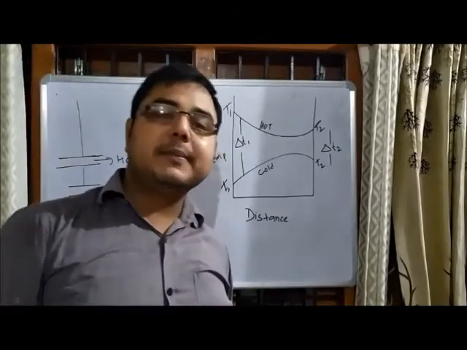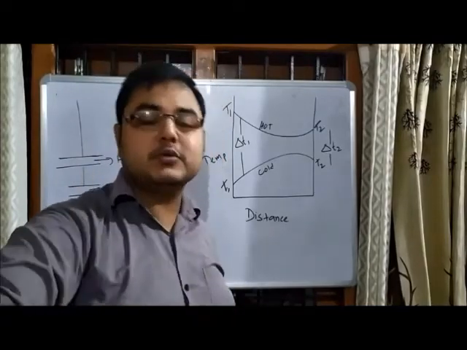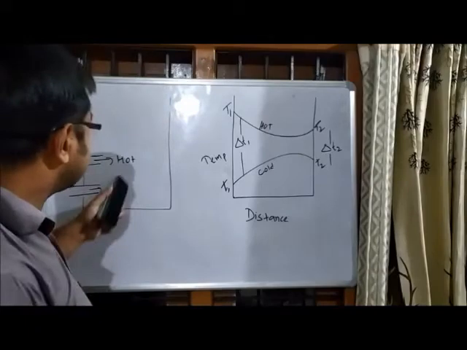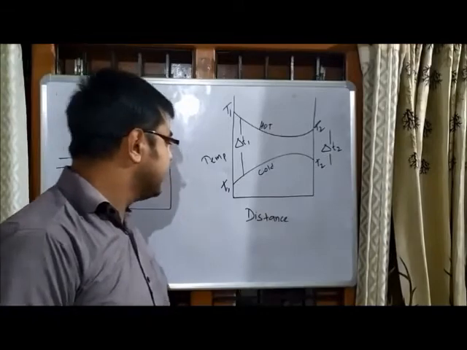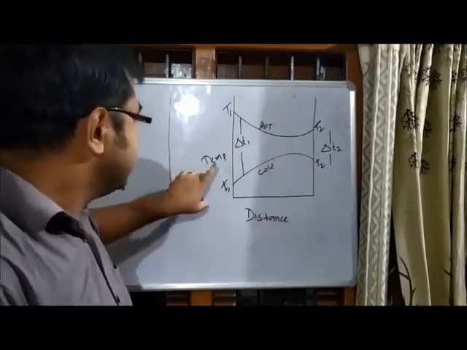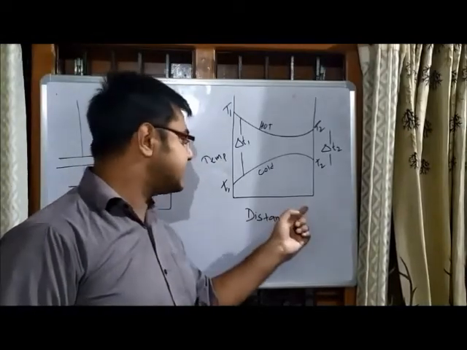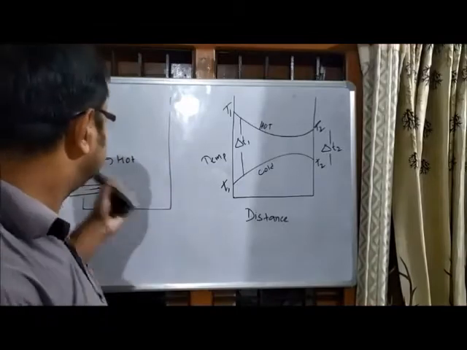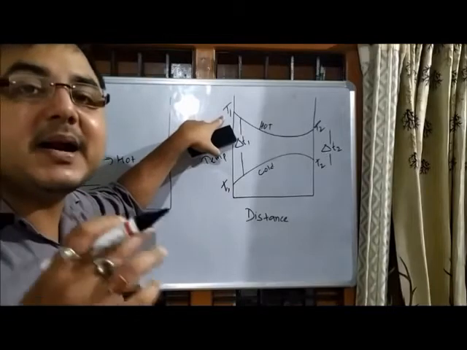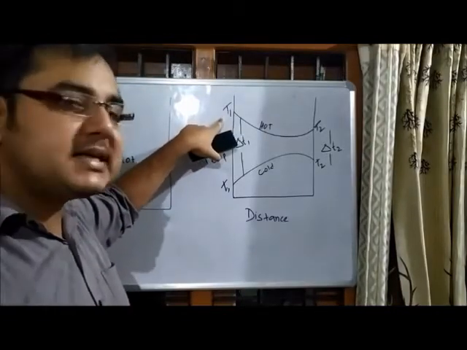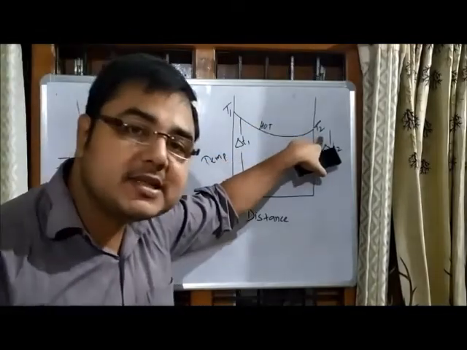Now, what will be the transfer rate of heat from the hot fluid to the cold fluid? Generally, the transfer of heat from the hot fluid to the cold fluid can be depicted in a graph. Here there is a simple graph, with temperature on the y-axis and distance on the x-axis. Initially, T1 is the initial temperature of the hot fluid. T2 is the final temperature of the hot fluid.